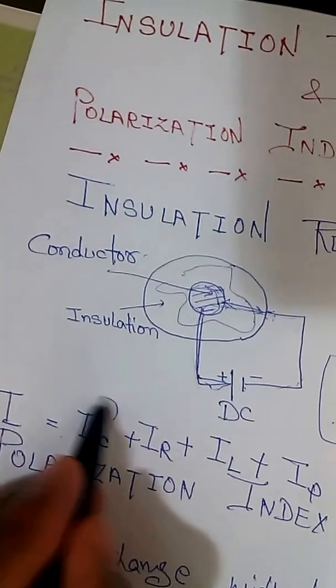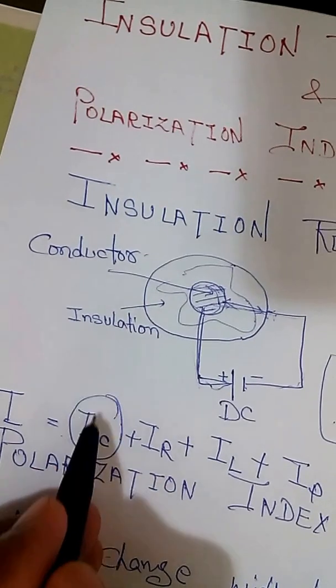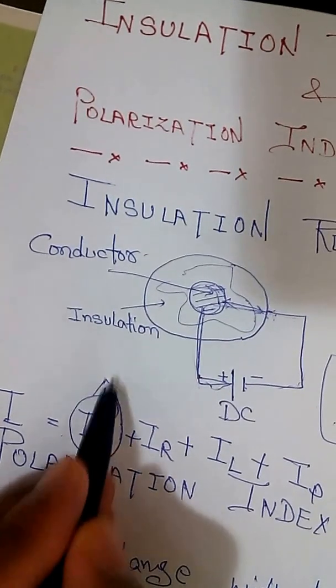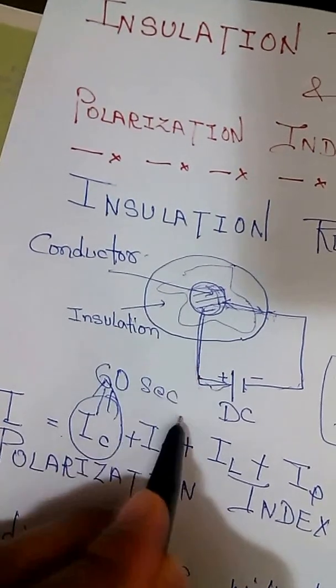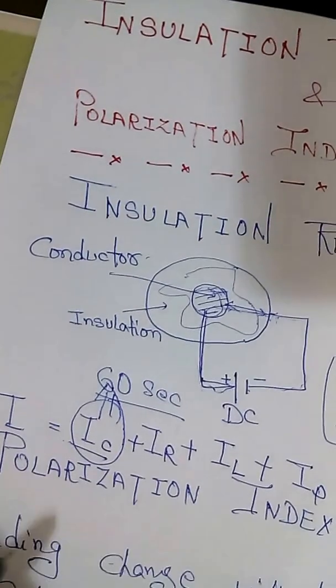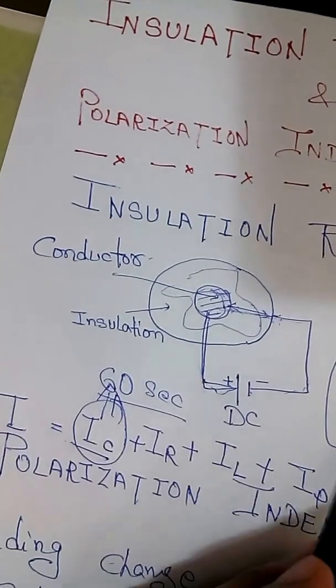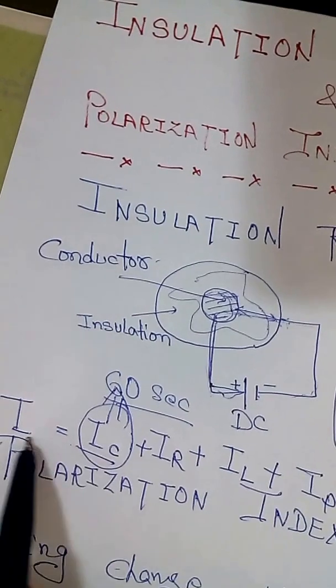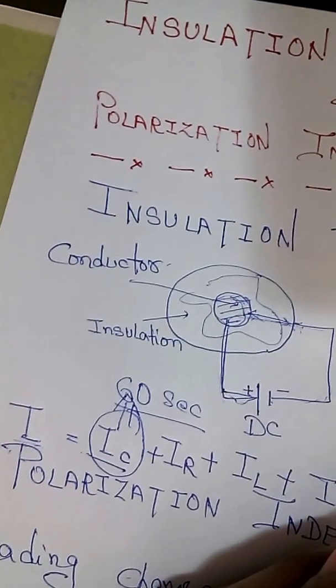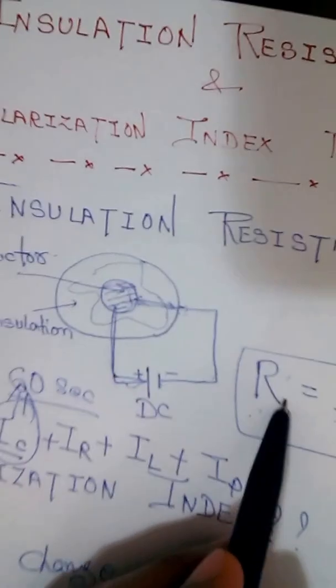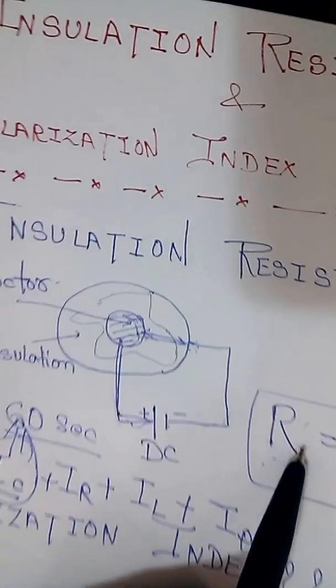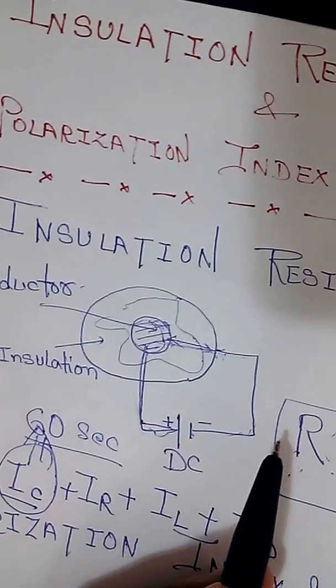This capacitive current will decay completely only after 60 seconds. So up to 60 seconds I will have the IC component in the current value, and that will increase the total value of current, and that will reduce the value of resistance. So after 60 seconds my value of resistance will change, I mean, slowly this value of resistance will change.